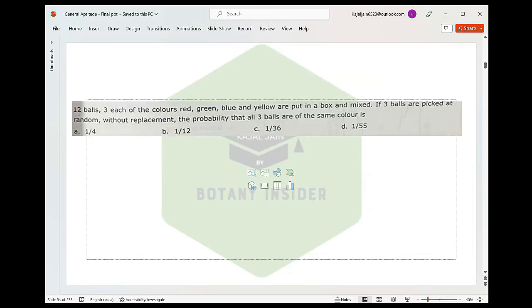Give it a try to this particular question, everyone. Now this one is probability again. Try out the question, simple again. It will take time for you to solve this, but easy again. Give it a try.